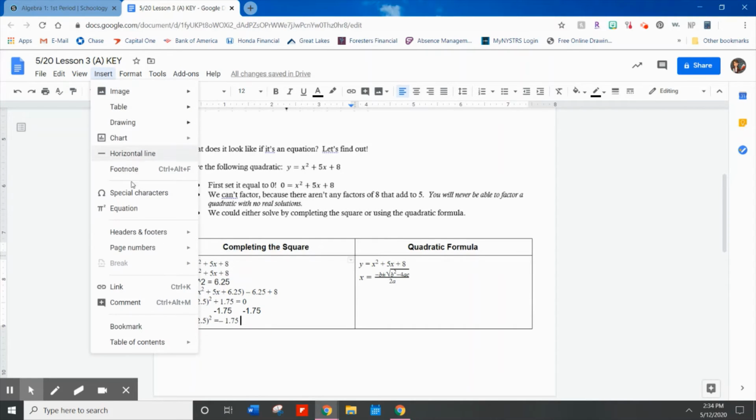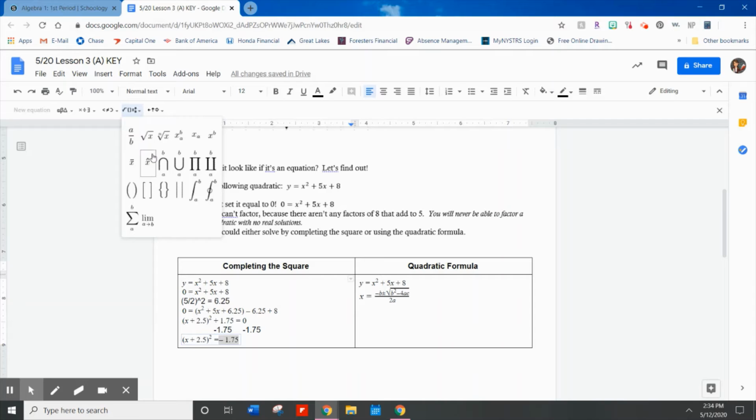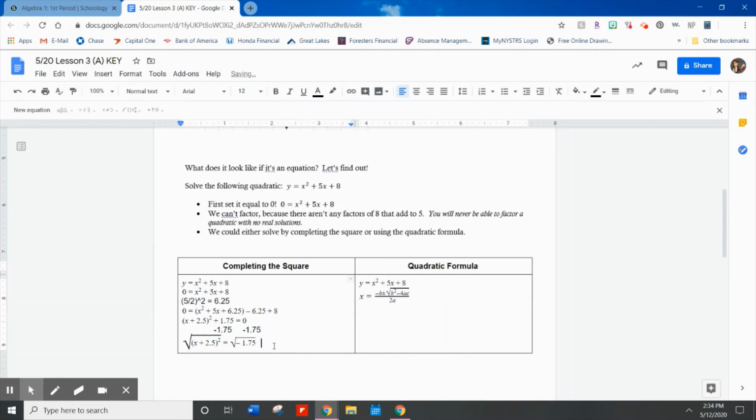Okay, I just want to make sure my equation editor is in here. There we go. Okay, so I take the square root here, and I take the square root here, and I get x plus 2.5 equals plus or minus whatever I get here. So I'm going to take the square root of negative 1.75. And this right here is what tells us there are no real solutions.